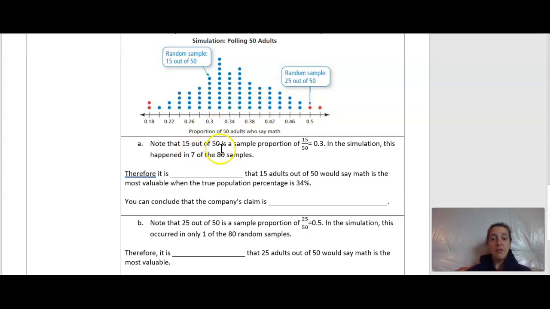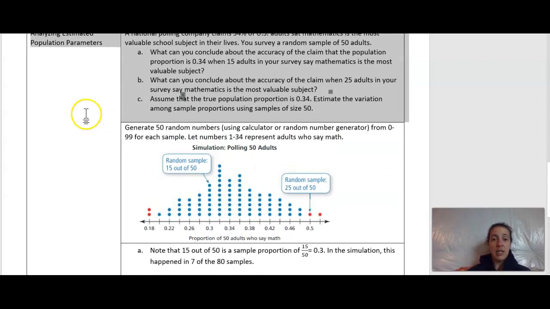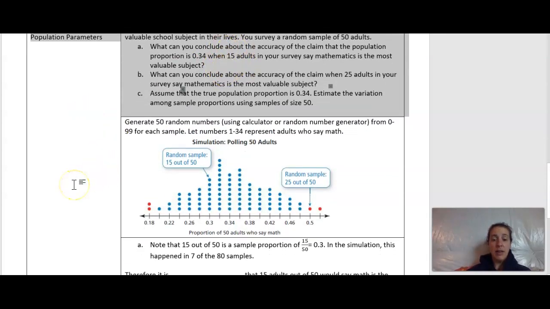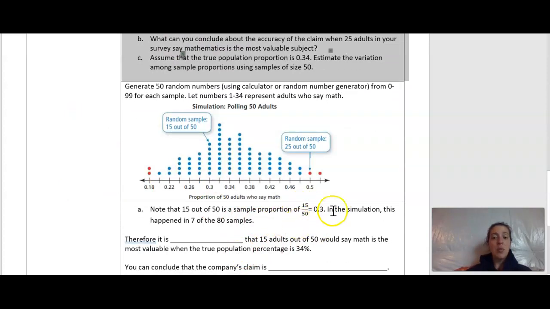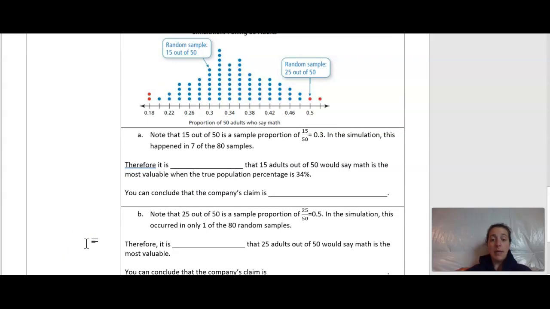Okay, so that 15 out of 50, and remember 15 because 15 adults say that it is, gives me that sample proportion of 0.3, which falls right here in my line. So this happened in 7 out of the 80 samples. Okay, so therefore, since it actually happened quite a few times, fairly often actually, I would conclude that the company's claim is probably accurate. So we could say, therefore, it's probably true that it happens and the claim is probably accurate.